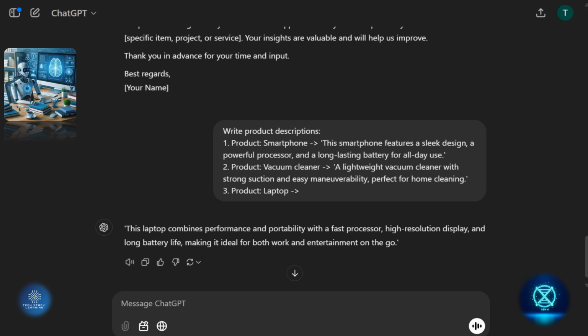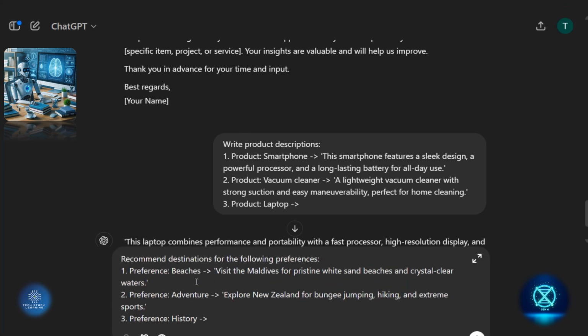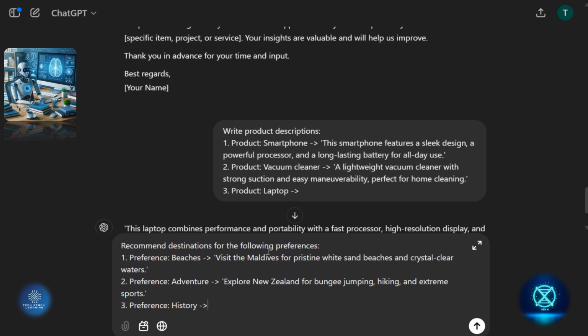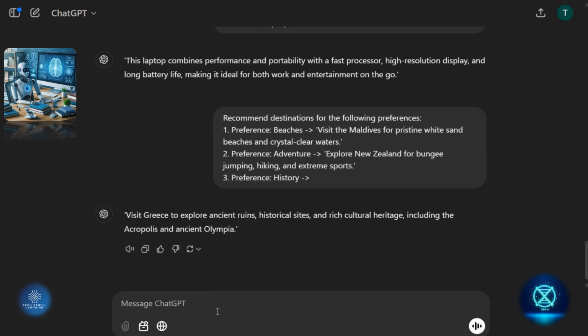So another example could be travel recommendations. Okay, so if I want to recommend destinations for the following preferences, like beaches, adventures, and history. So beaches and adventures, this is the recommended destination which I'm looking for. So history, you give me a suggestion, a recommendation, right? It gives you relevant references as per the examples I have given.